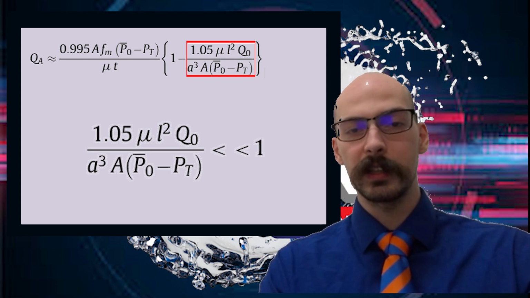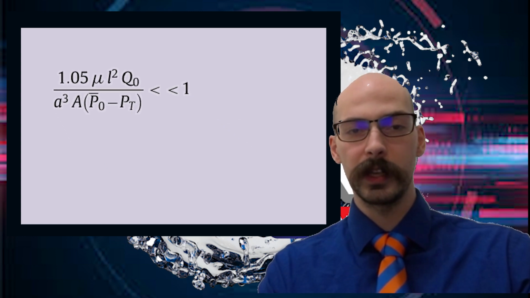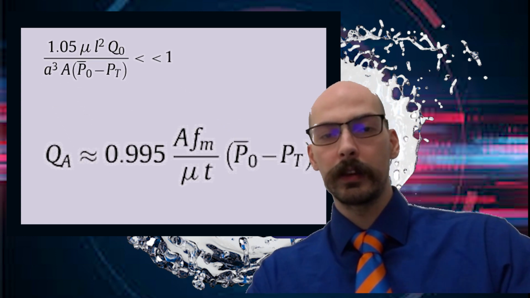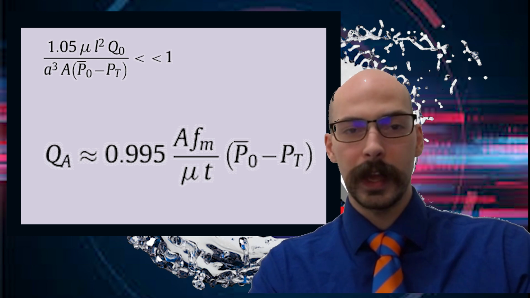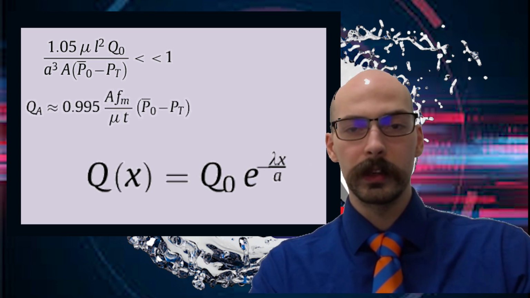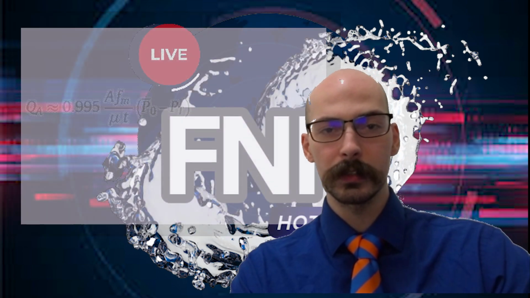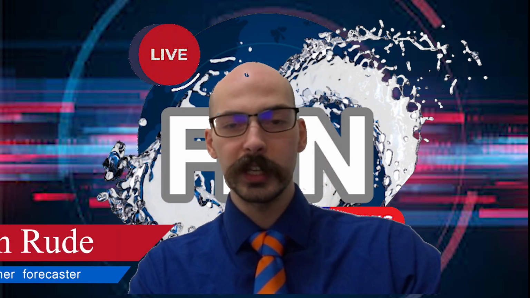If the value of eta is close to 1, then our axial flow rate is roughly this. According to this equation, the axial flow rate is decaying exponentially with decreasing value of x, and the result matches previous experimental derivations.